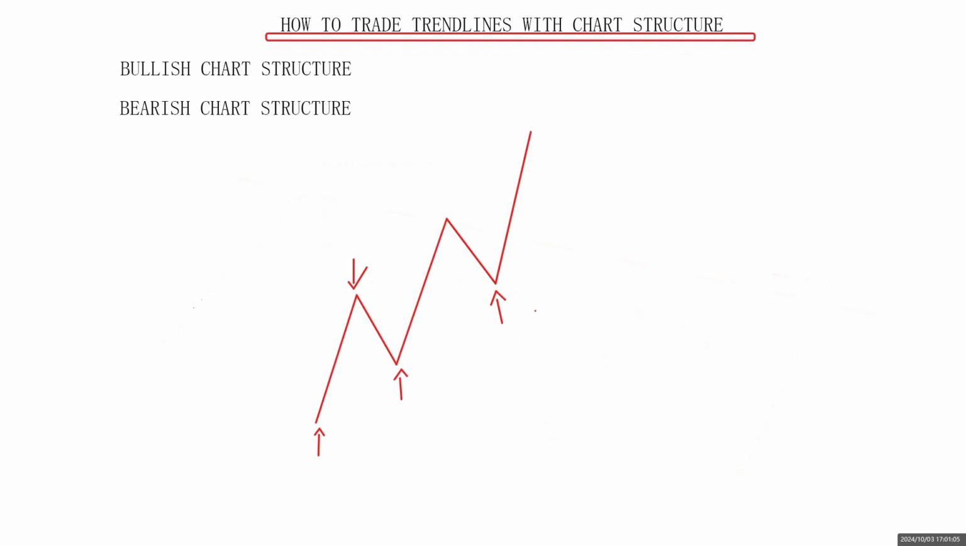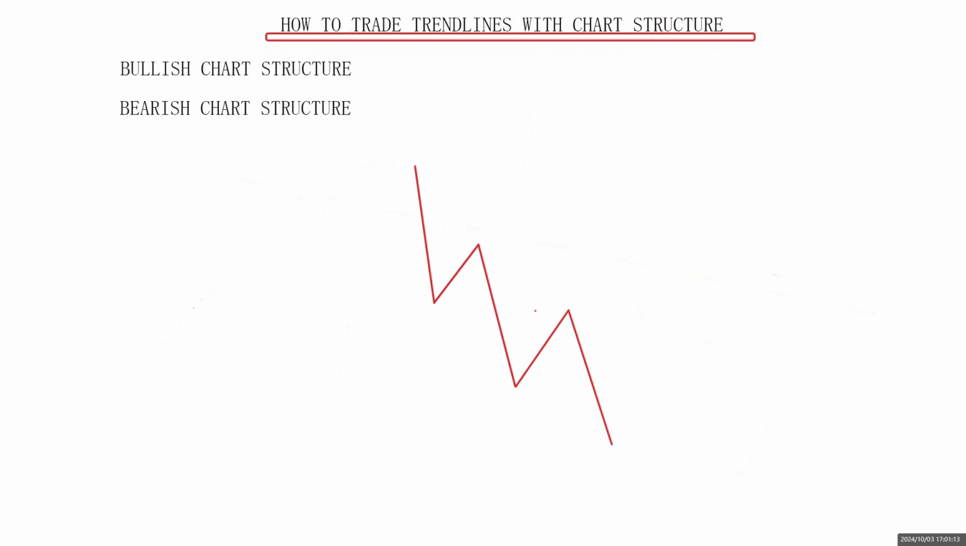How about the bearish chart structure? Let's go ahead and talk about that. A bearish chart structure is this. This is a clear example of a bearish chart structure. This is a lower high because it is lower than the previous high. This is also a lower high because it's lower than the previous high. While this is a lower low right here because it's lower than the previous low, which is also a lower low because it's lower than the previous low.